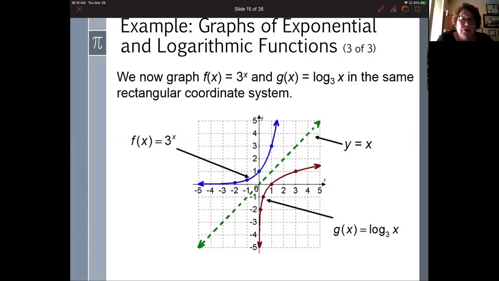Now, the exponential function had a horizontal asymptote of the x-axis. So the logarithmic function will have a vertical asymptote of the y-axis. So you can see, again, let's talk about the domain and range. The domain of the exponential function is the set of all real numbers. Let's write that down.